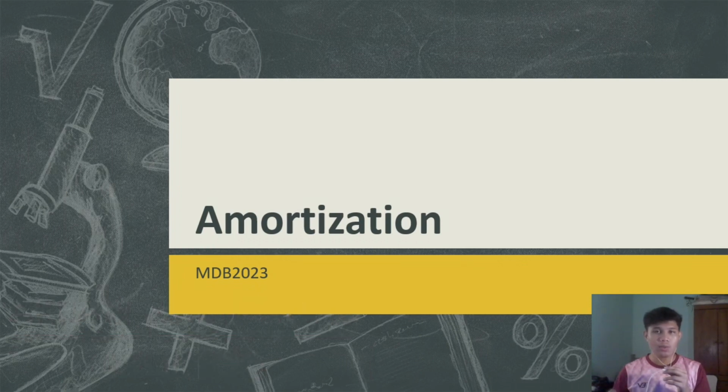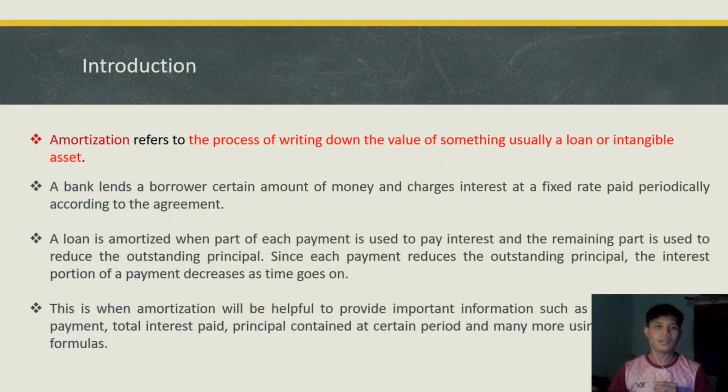So for now, we will proceed with the last topic of our presentation today, which is amortization. Amortization refers to the process of writing down a value of something, usually a loan or intangible asset. For instance, a bank lends a borrower a certain amount of money and charges interest at a fixed rate, to be paid periodically according to the stated agreement.